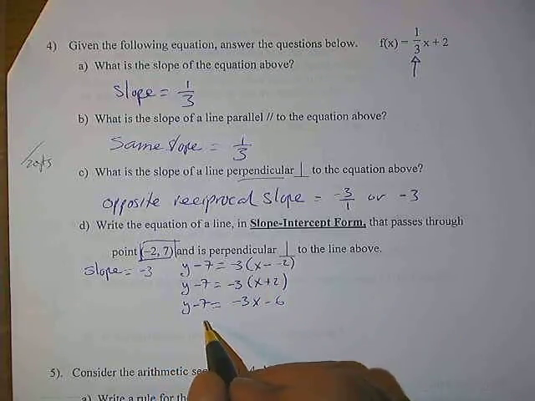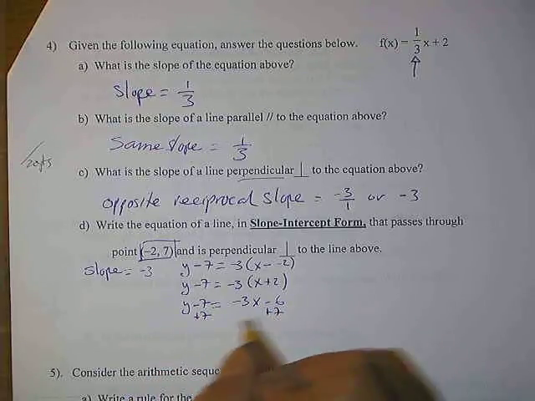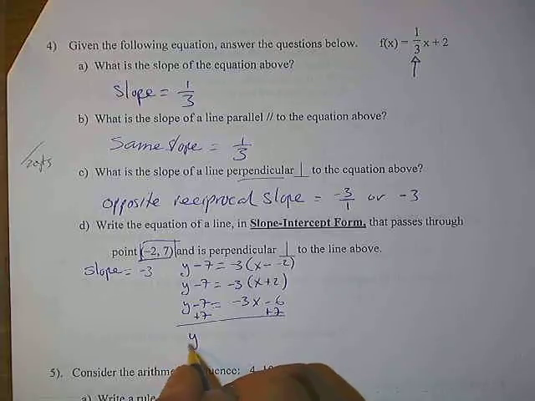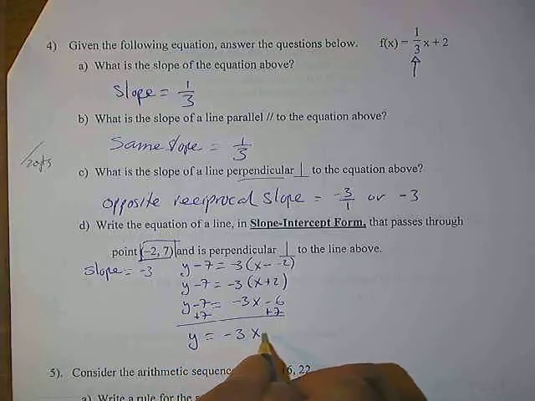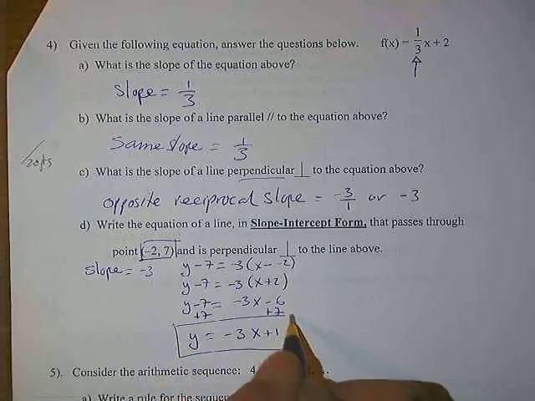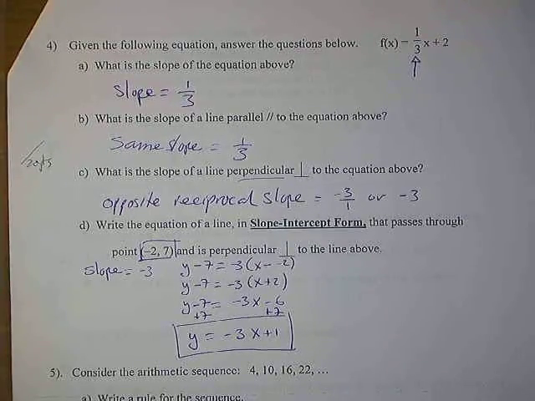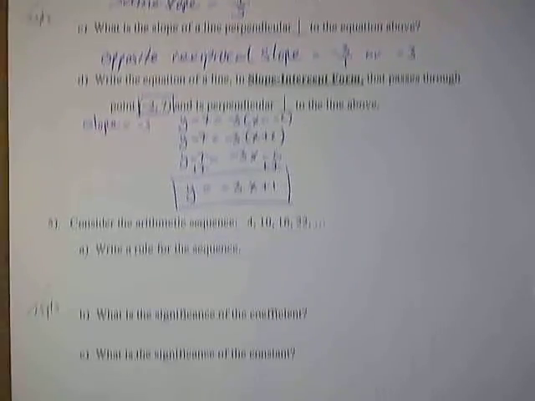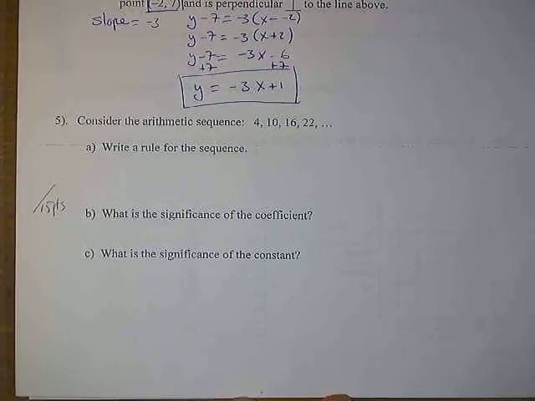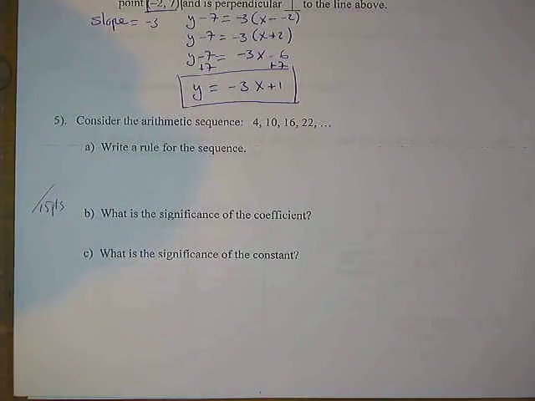And then what do I want? We're putting it in slope-intercept form. So let's distribute the slope. Y minus 7 is equal to -3x, -6. And then to get y by itself, we have to add 7 to both sides, and y is equal to -3x plus 1. And this is slope-intercept form. There's your slope, there's your y-intercept.